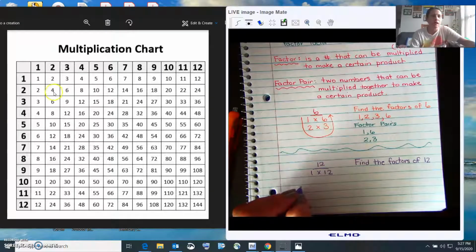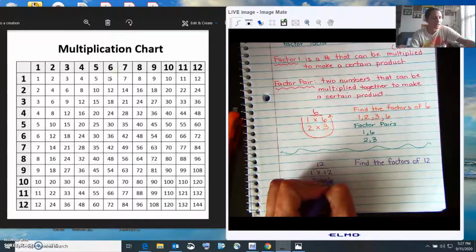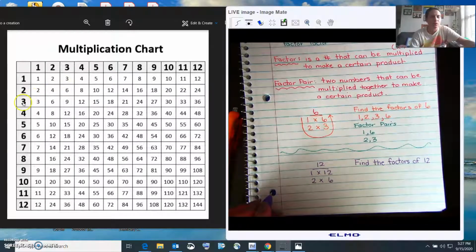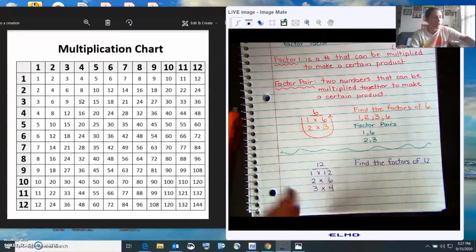And then I'm going to come over here. Is there anything that's 2 times? So I see my dark 2. I come over here, there's a 12. Oh, what is it? It's 2 times 6. Okay, so now let's go to my 3's. Is there anything times 3 that gives me 12? So I followed along until I see 12. Oh, it's 4. So it's 3 times 4. All right, I got 3 times 4.